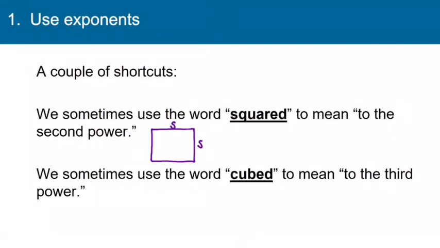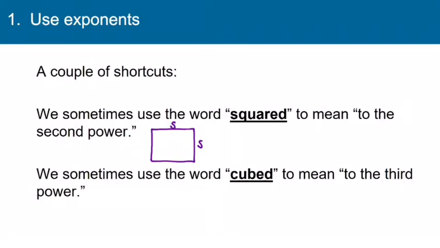Now the way that this came about is linked to geometry. For example, if you had a square and the sides were length s, then the area of this square would be s times s, which would be written as s to the second power. So you can see it makes sense to talk about the second power as being squared.